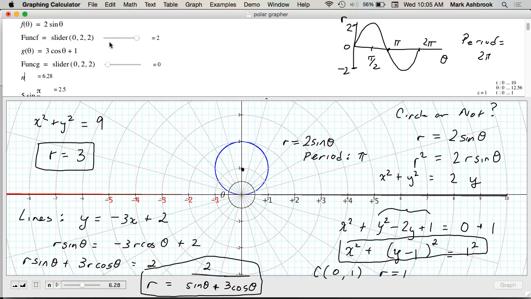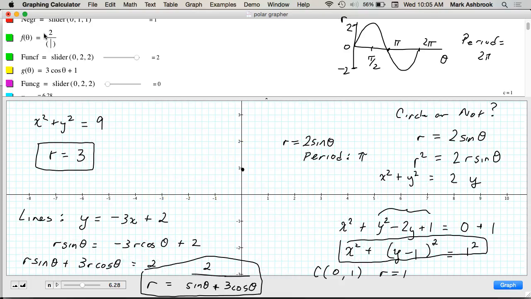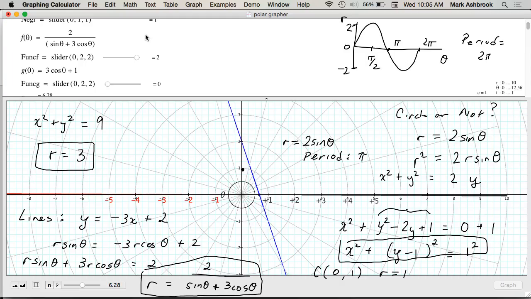Now, I could put it in and it'll work, right? So instead of 2 sine theta, I'll put in 2 divided by sine theta plus 3 cosine theta. And we'll see what we get. So it works. We get that line that we were more familiar with, negative 3x plus 2. But polar coordinates isn't really suited well for lines, and so you get a weird equation when you do a line in polar coordinates. Okay, any questions on that?